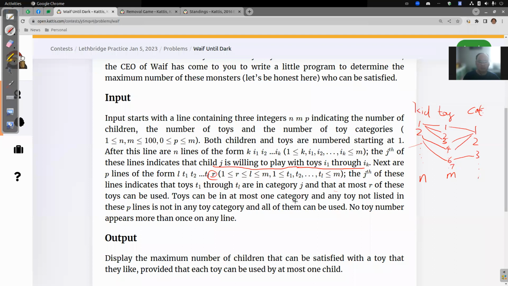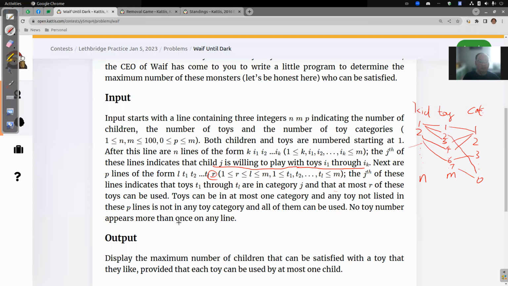Toys can be in at most 1 category, and any toy not listed in these P lines is not in any category at all, and all of them can be used. So I guess if you want, you can create an extra category, category 0, for things that don't belong to any category, and then you have a kind of infinity. You can make R as big as you want.